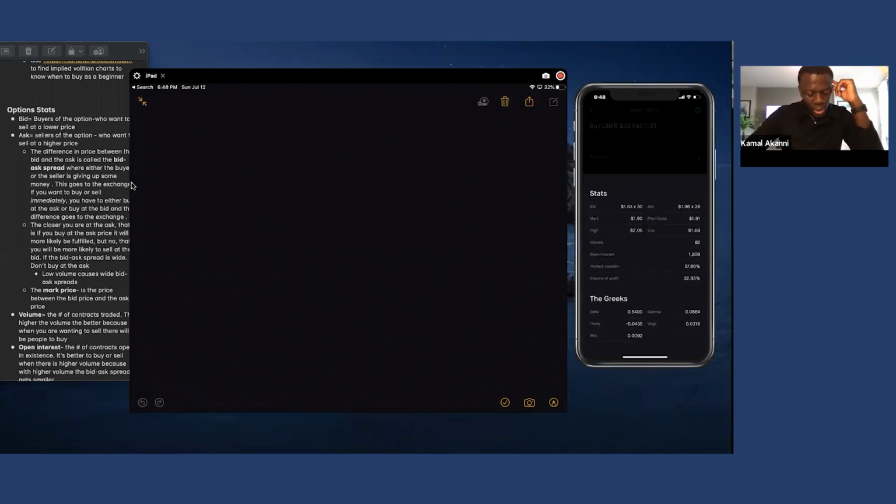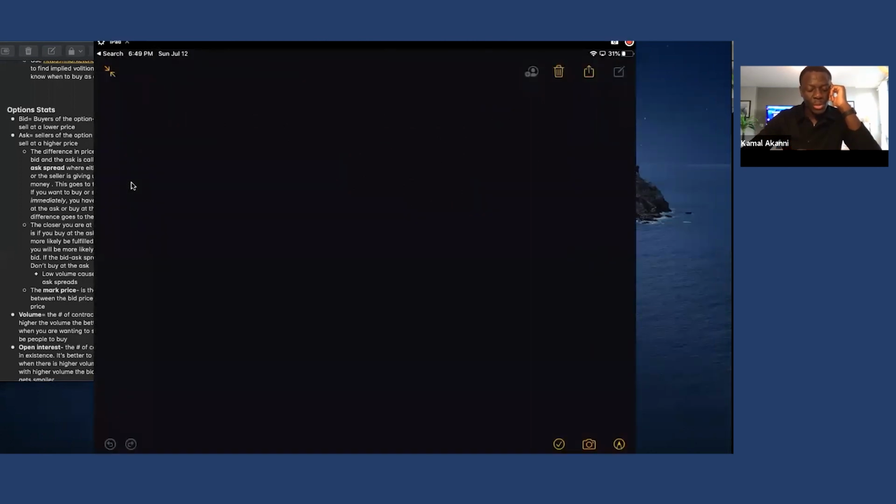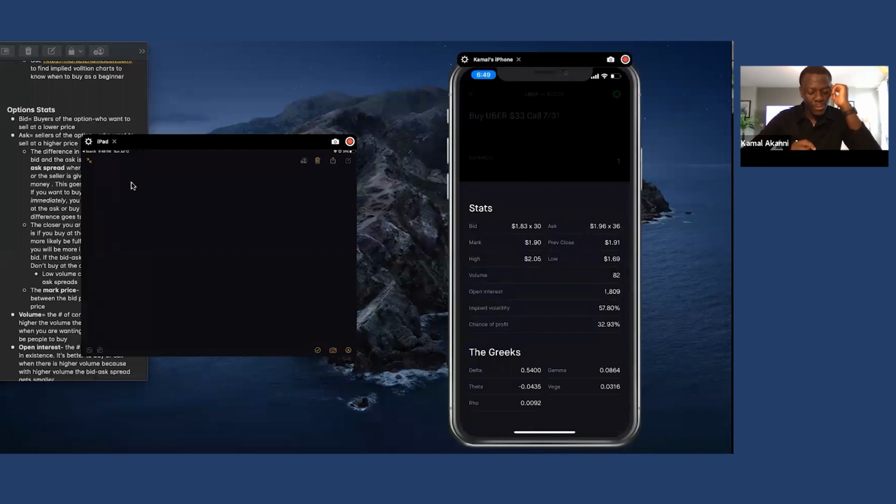On the bottom here will be the Greeks. The Greeks, I personally don't pay much attention to, really. Delta with 54 cents simply tells you for each dollar that the share price, which is Uber, moves. If Uber right now is $33, and if Uber is now trading at $34, the premium that you paid will move by 54 cents, which is pretty good money.